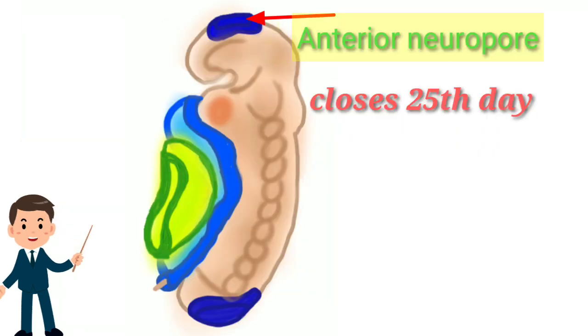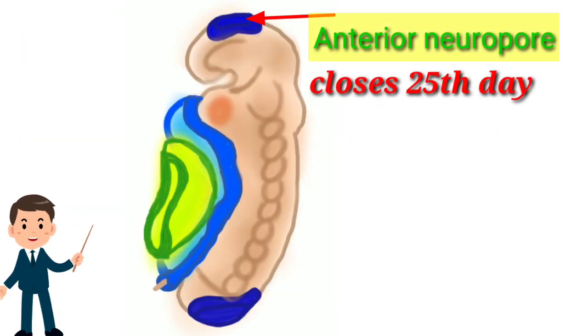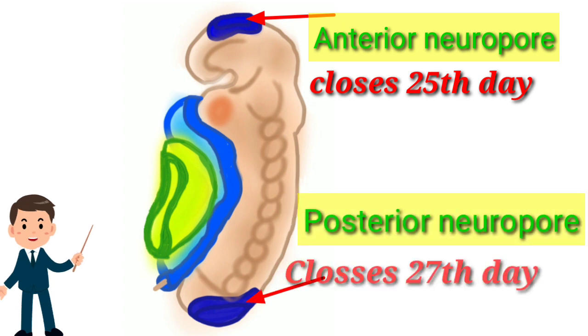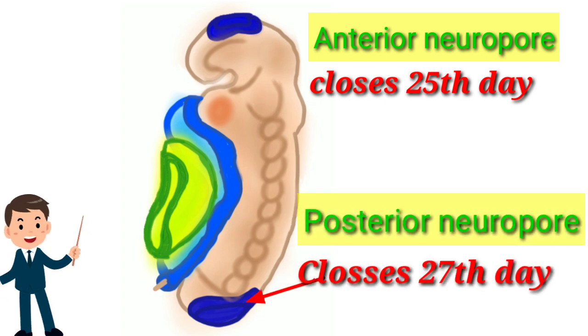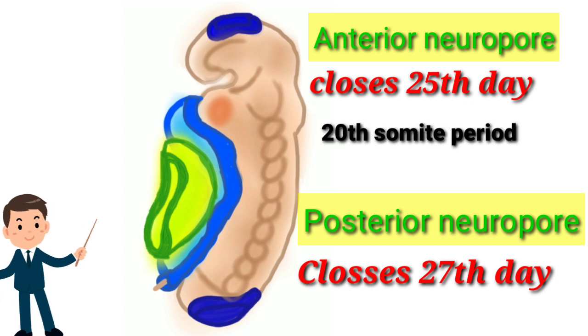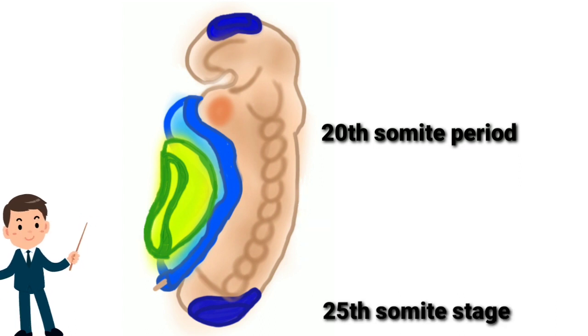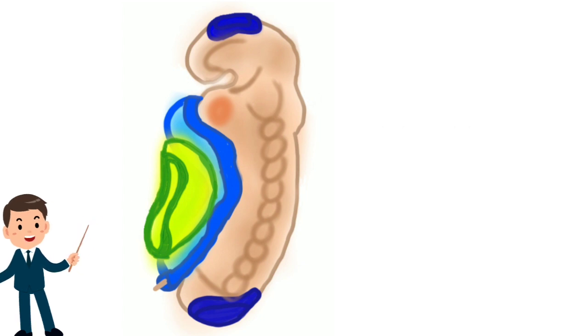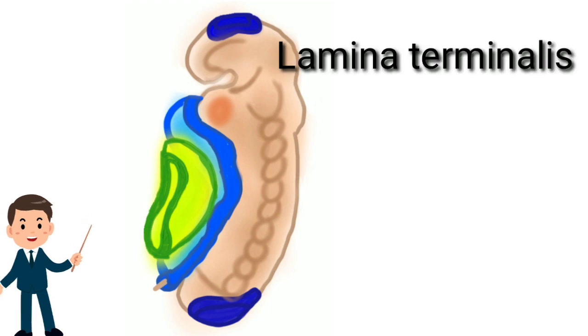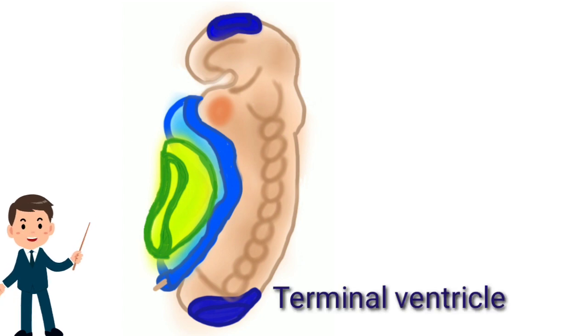The cranial neuropore closes by the 25th day of intrauterine life, whereas the caudal neuropore closes by the 27th day. Closure of the cranial neuropore occurs at the 20th somite stage, whereas closure of the posterior neuropore occurs at the 25th somite stage. The non-closure of a neuropore results in neural tube defects. The location of the anterior neuropore is represented in the adult by the lamina terminalis, whereas the posterior neuropore is represented by the terminal ventricle, which lies in the caudal end of the spinal cord.